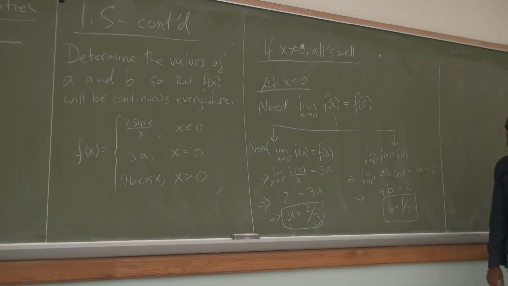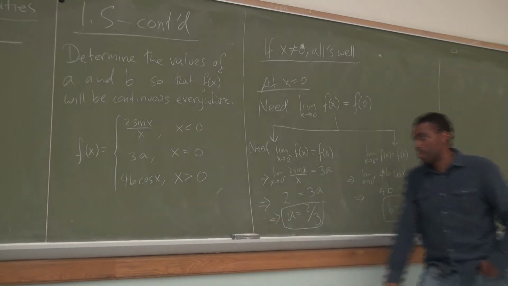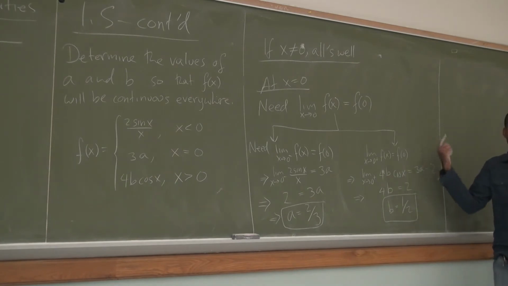And that was a good question, by the way. Why did we do this one first? Well, because I would have had two unknowns at that point. Why did you split up 4b and cosine x? Why did I plug in 0? This is one of the cases where you can just plug in the thing because cosine 0 is defined. Cosine 0 is 1. So I get 4b.